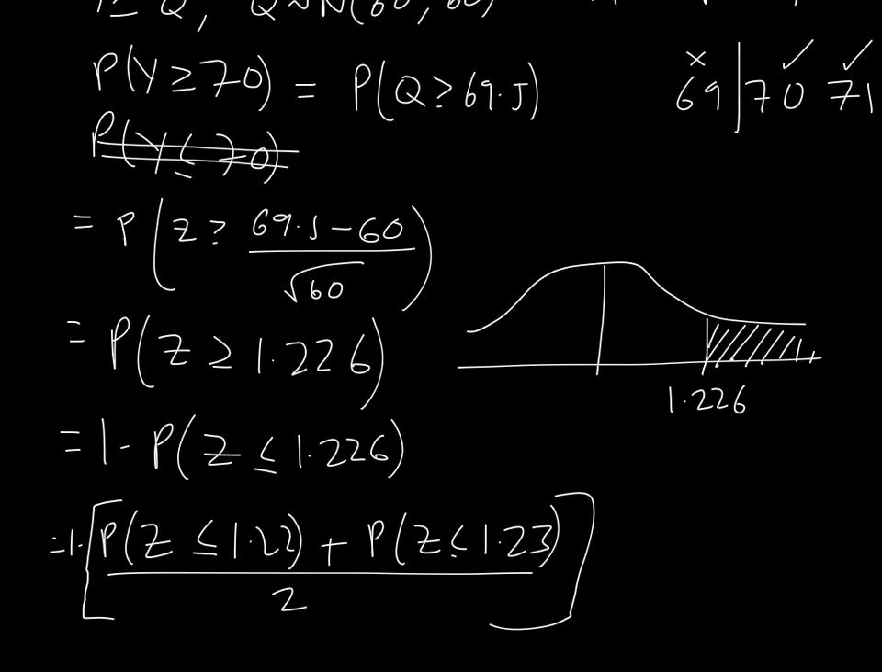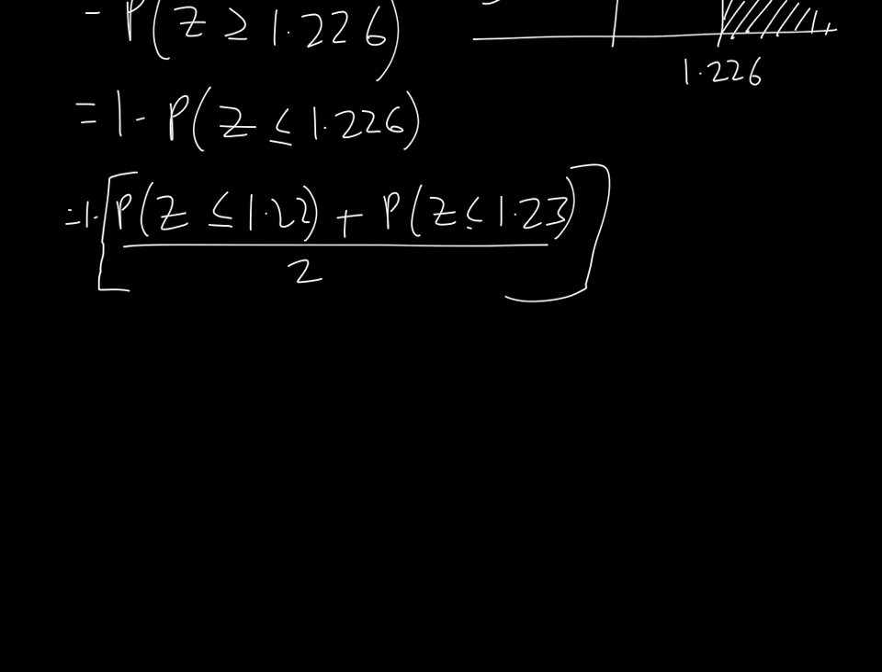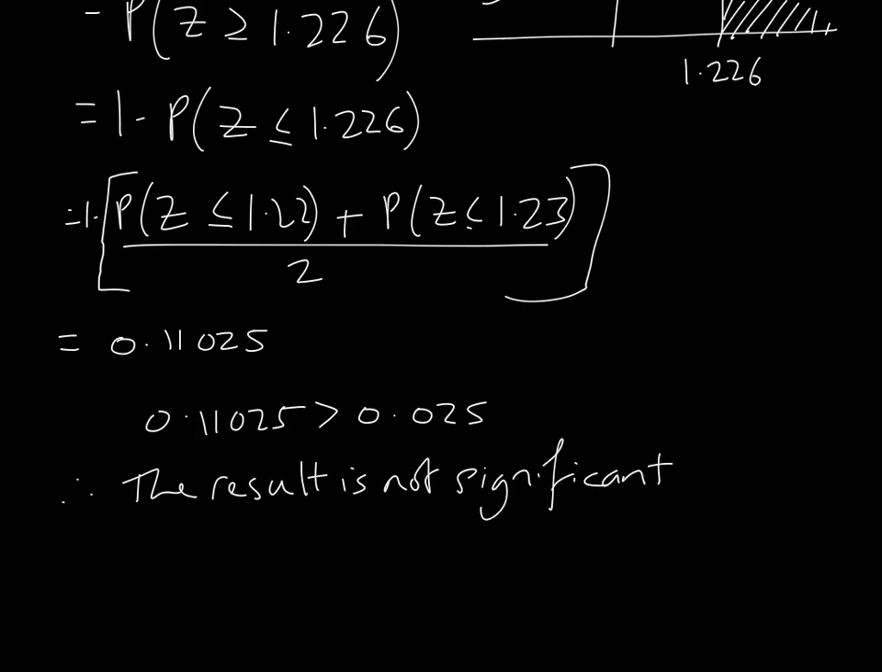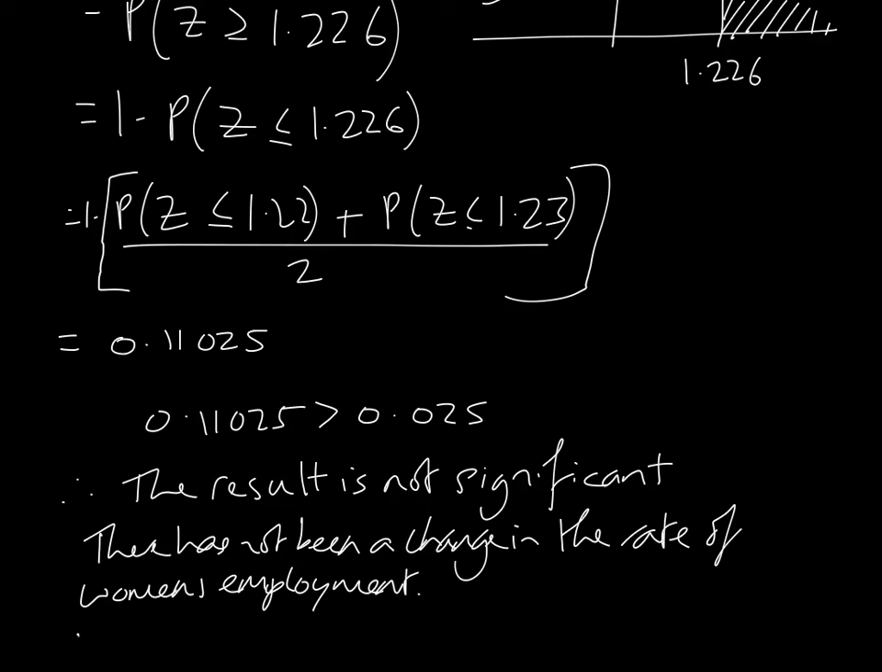So when we work that out, we're going to end up with a probability of 0.11025, and we can conclude then that 0.11025 is greater than 0.025, and so therefore the result is not significant. There has not been a change in the rate of women's employment, and so we accept our null hypothesis, H0. So we accept H0, we accept that that is still the rate at which women are employed at.